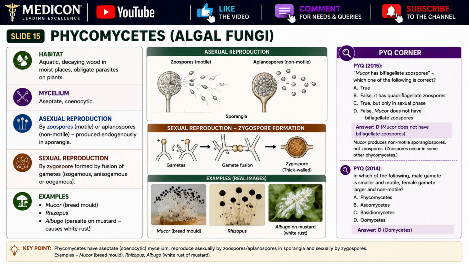Moving on to Phycomycetes. This category is also called algal fungi. You should not confuse whether it is an alga or a fungus. Basically, it is a fungus, but it has some features of algal appearance only. That is why they are called algal fungi.